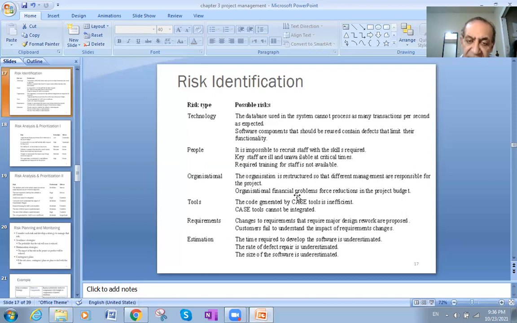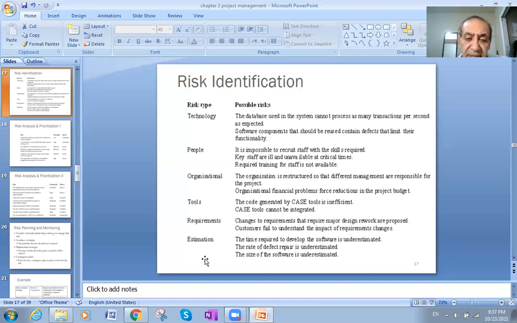Organizational financial problems force a reduction in the project budget. So the financial problems will make you shrink your budget. You won't do all that you want because of the financial needs. If you want to hire 10 persons, you won't be able to hire 10 skillful people because of the shortage in resources. You will hire only 4 or 3. Okay. Tools: the code generated by CASE tools is insufficient.